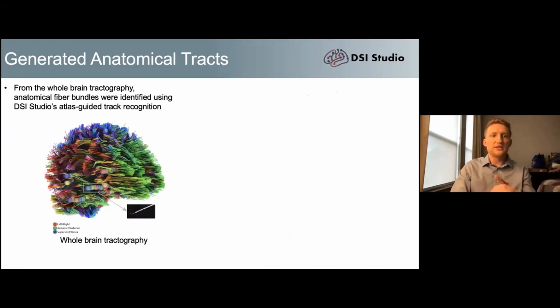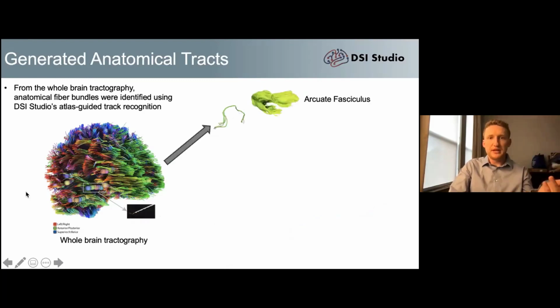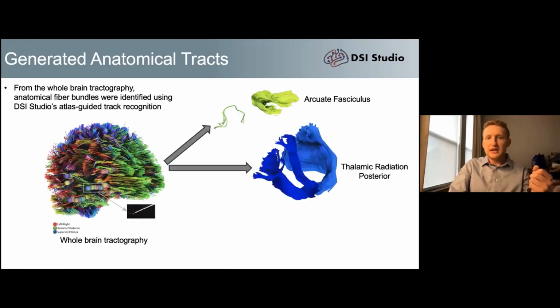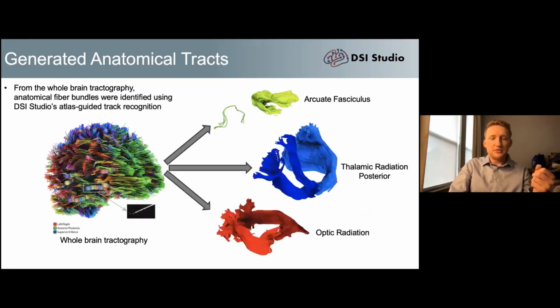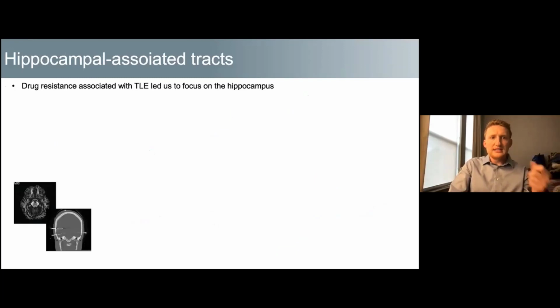Also in DSI Studio, we were able to use the Atlas guided track recognition software to pull out specific anatomical fiber bundles from this entire tractography. As examples, we pulled out the arcuate fasciculus, thalamic radiation posterior, and the optic radiation, among many other anatomical fiber bundles. Since drug resistance is associated with temporal lobe epilepsy, we decided to hone in on the hippocampus. So we had to pull that out of the MRI data.